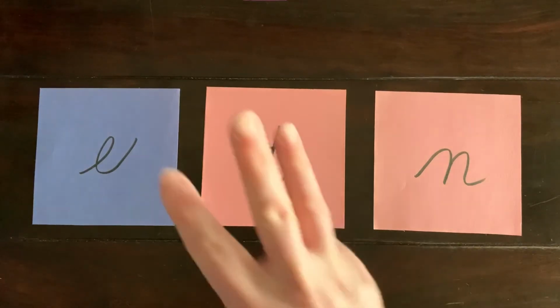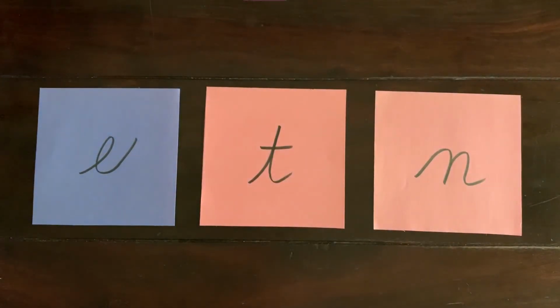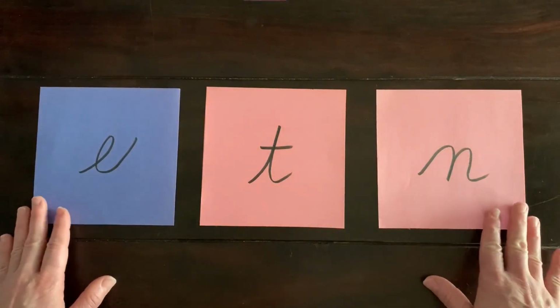And then the third period, the last step, is the checking, the test, the assessment to see what your child remembers. And that is the Montessori 3-period lesson.